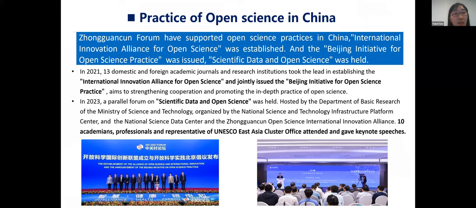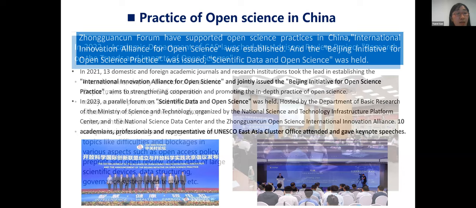In recent years, Zhongguancun Forum has supported some open science projects in China, such as the International Innovation Alliance for Open Science was established, and the Beijing Declaration for open science was issued. Scientific data and open science was held this year. This is also a picture.